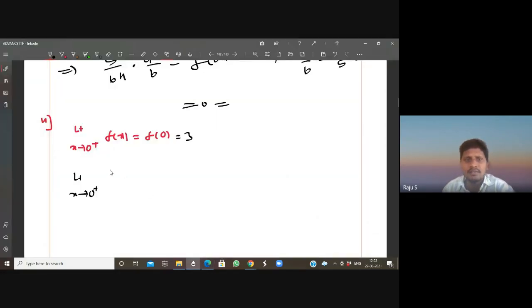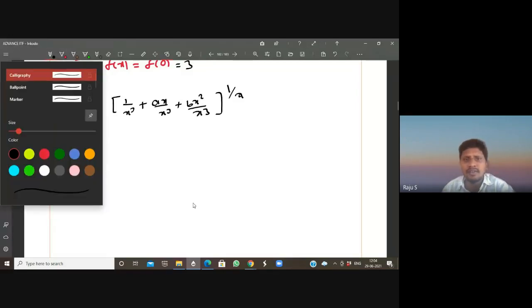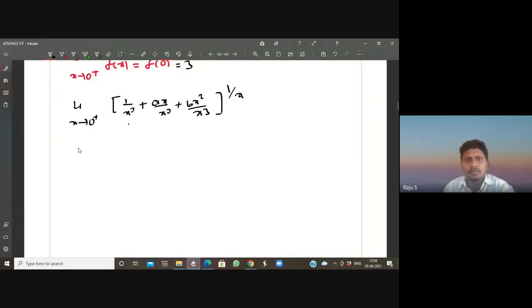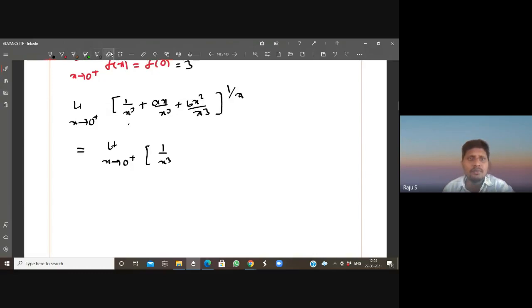Yes, friend, write it separately. 1 by x cube plus ax by x cube plus bx square by x cube, all to the power of 1 by x. Now, students, if I substitute in place of x 0, what will happen here? So if I write one more step, limit x tends to 0 plus 1 by x cube. Okay, we are going to get 1 by x. Oh, 1 by x square. It's not by x cube.